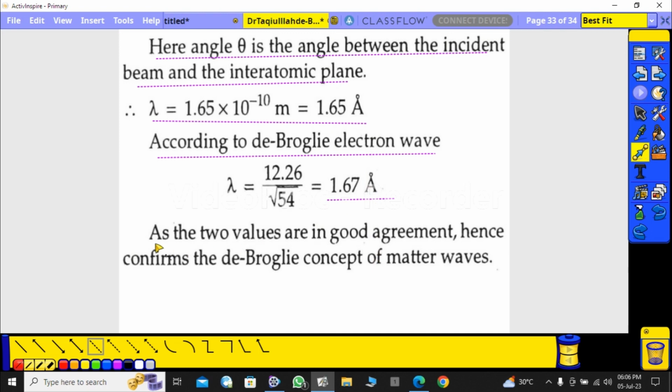So as the two values are in good agreement, hence it confirms the de Broglie concept of matter wave. So theoretically, with the help of the de Broglie hypothesis, we have said that electrons can behave like a wave. So with the help of the Davisson Germer experiment, we have proof practically also that electrons are behaving like a wave with a wavelength of around 1.6, like that.